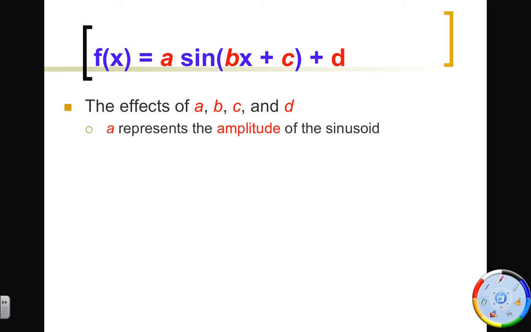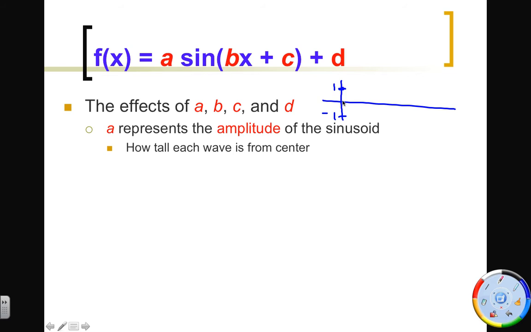A represents what we call the amplitude of the sinusoid. So it's how tall each wave is from the center. So if you remember our curve, I went up to 1 and down to -1. And I graphed like this. The amplitude was 1 because A was 1. If A is 2, then it would just go up to a 2 and down to a -2. If A was 7, it would go up to a 7 and down to a -7. So that's amplitude. That's the easiest one. And remember, if A is negative, it's just going to flip my whole graph over.